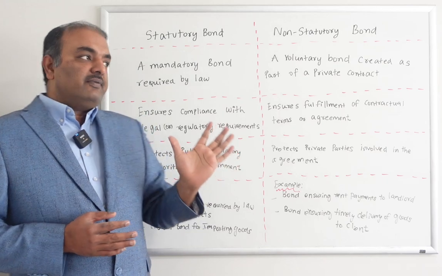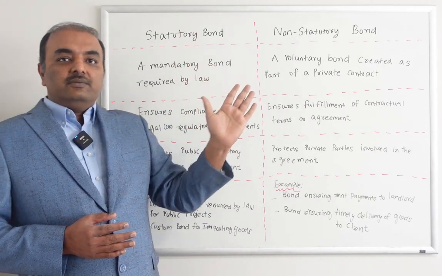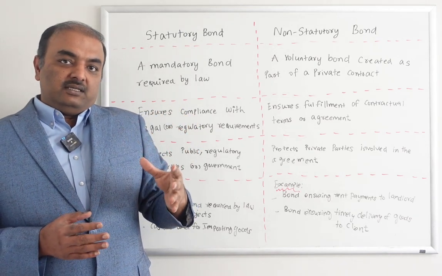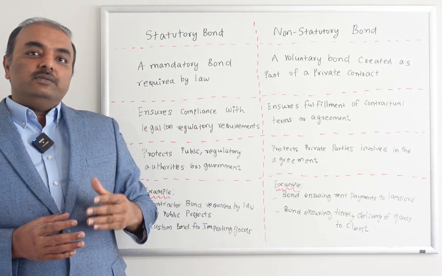In short, if you see the differences, it's very clear. This is related to a bond where government is making sure that it's a must when you do some transactions. Whereas this non-statutory bond has nothing to do with government, it is to do with private companies.